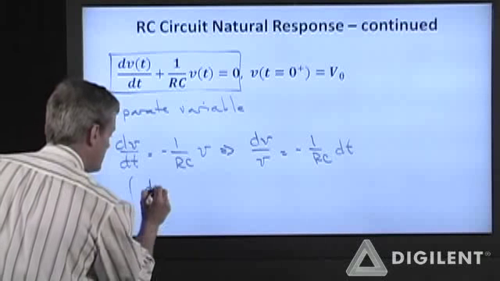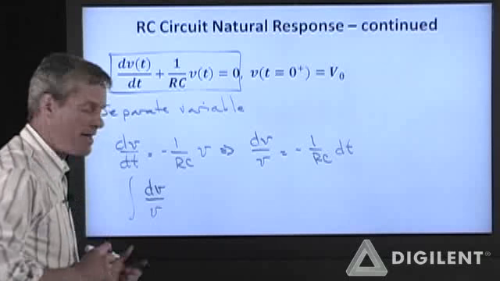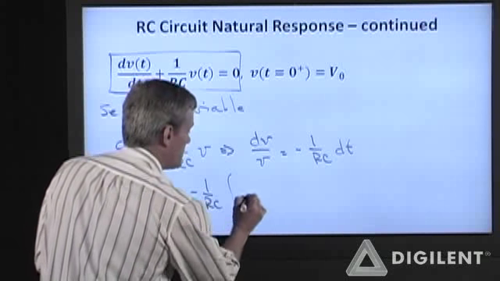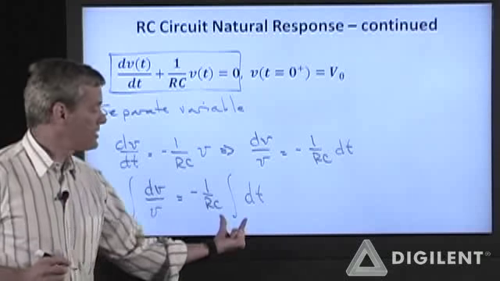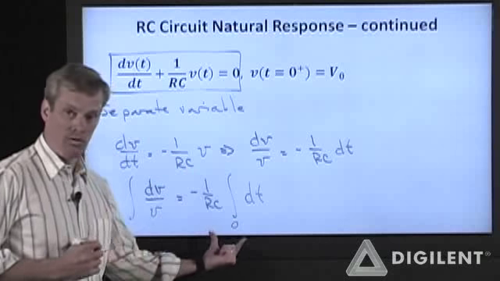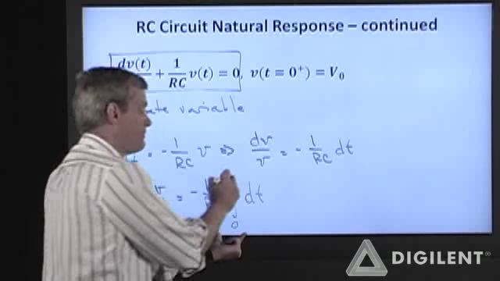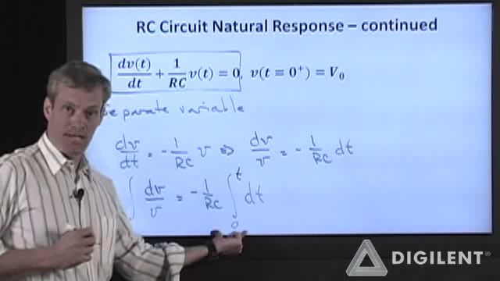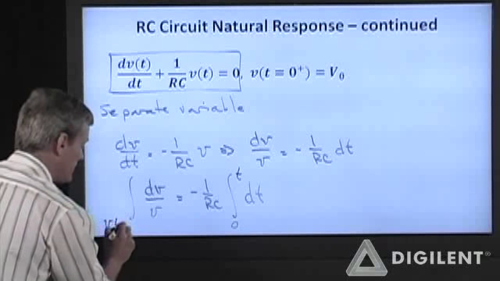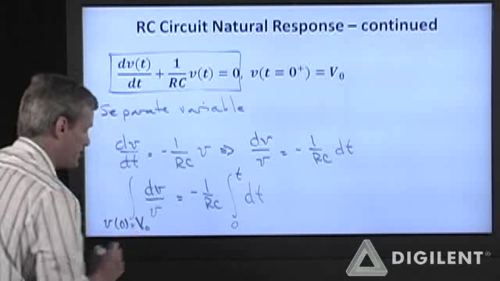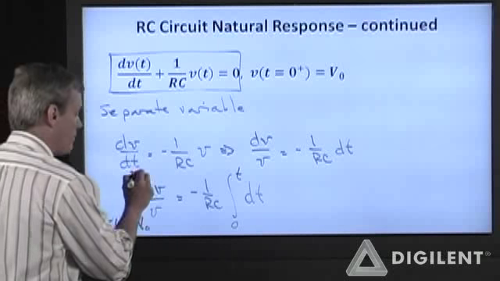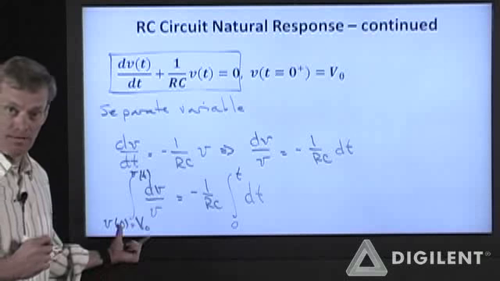If I integrate dV over V is equal to minus 1 over RC times the integral of dt, I start my integration process at t equals 0. Since I want this as a function of time, I integrate to t equals t. The voltage at t equals 0 is just V of 0, which I've said is capital V sub 0. The voltage at time t is what I want to find, which is just V of t.